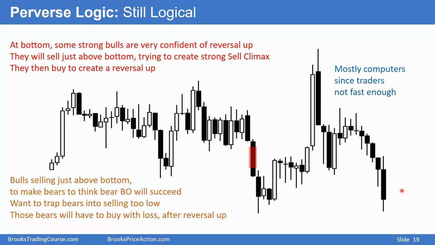These bulls are selling, trying to accelerate the market downward, trying to entice as many bears into selling as possible. They want the bears to bet on a breakout. These bull firms are doing it because they're confident that there'll be enough buying either from them or from other firms to create a reversal and end the bear breakout. They want to trap the bears into selling too low, and then those bears will have to buy back with a loss once the reversal up begins, here and then here.